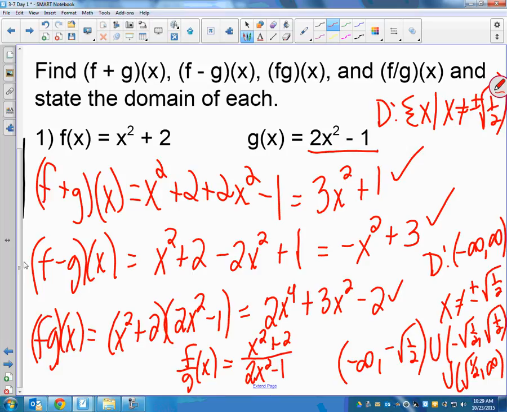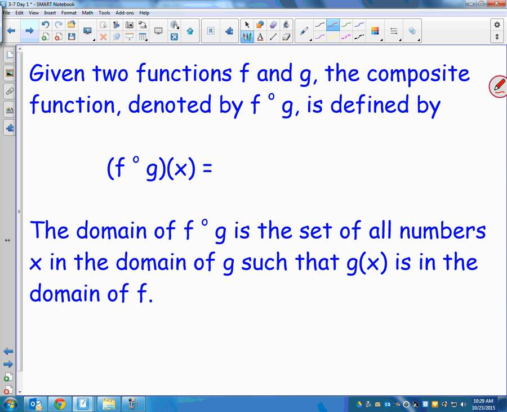I'm going to give you one question like this on your homework because it's really pretty straightforward. It's just don't forget the domains part. The majority of this is all about composition, which maybe you remember. Have we done that this year? I don't remember. Maybe not.